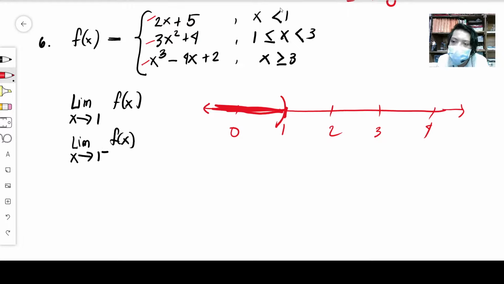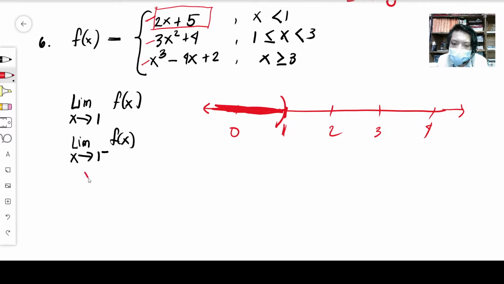You look at the boundary condition. The function 2x plus 5 can only be used when x is less than 1, right? Since x approaches 1 coming from the left, this is 1, and this region here is all less than 1. So the function we will use is this function, 2x plus 5.